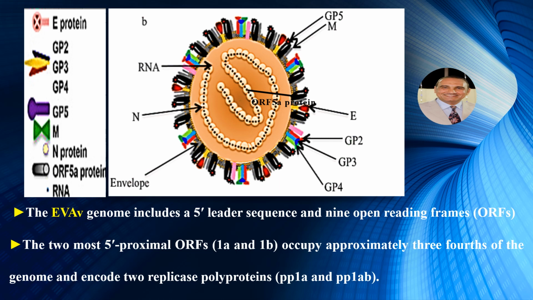The equine viral arthritis virus genome includes a 5 leader sequence and 9 open reading frames, ORFs. The two most 5 proximal ORFs, 1A and 1B, occupy approximately 3/4 of the genome and encode 2 replicase proteins, PP1A and PP1AB.